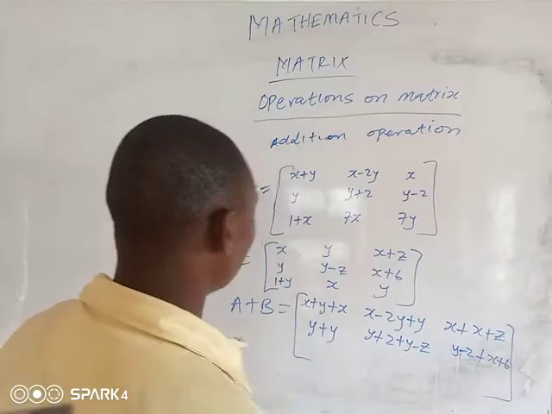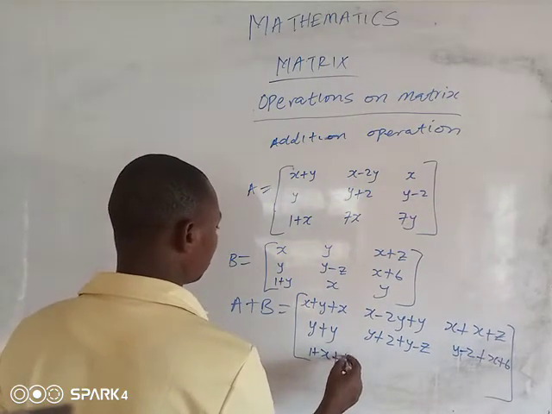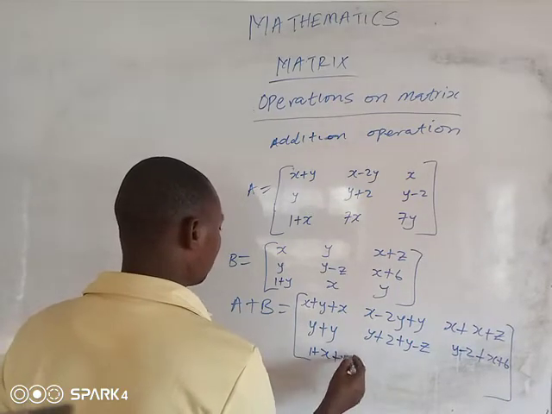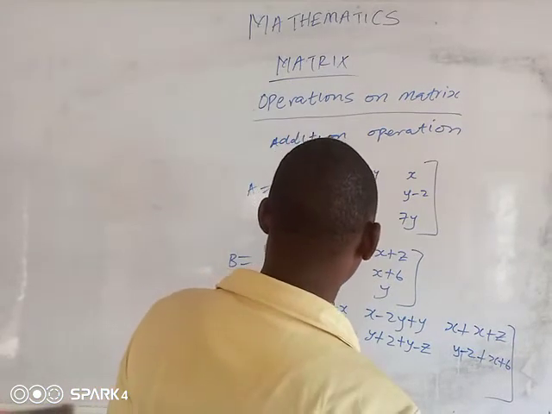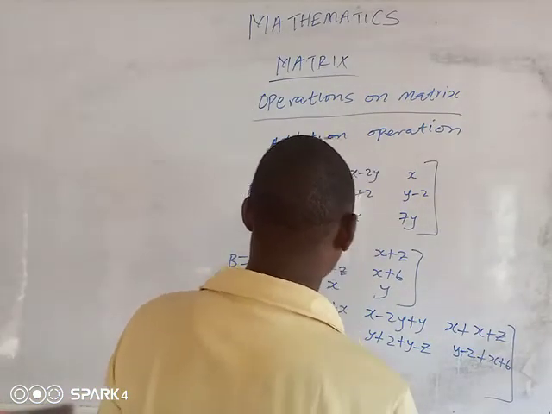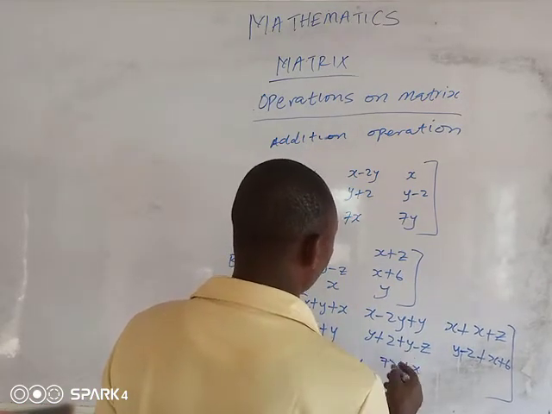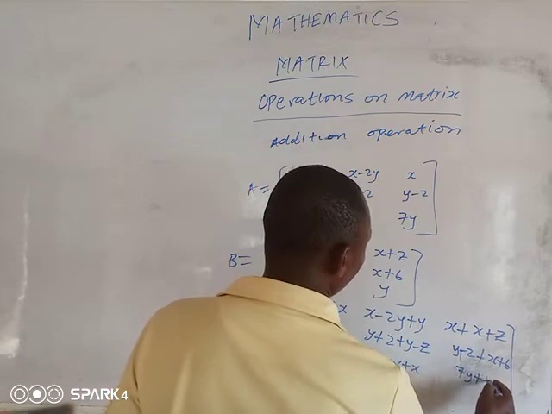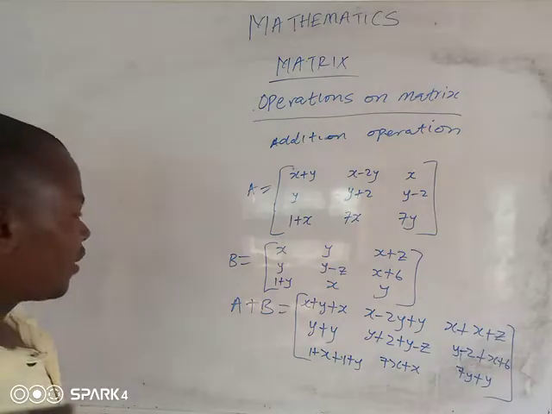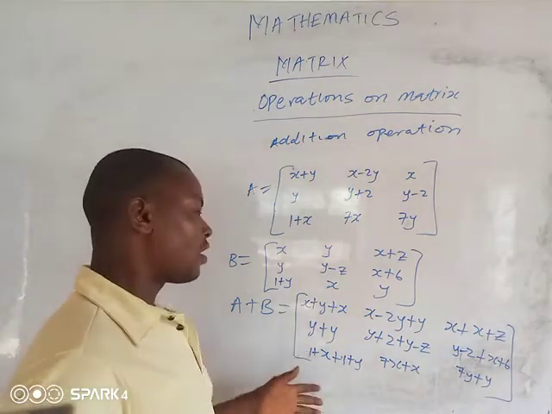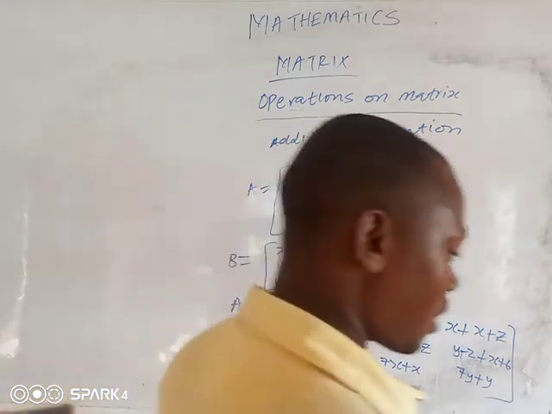So we take the last row now. 1 plus S plus 1 plus Y, 1 plus N plus 1 plus Y. Then 7S plus S. Then 7Y plus Y. So we're able to add them. So we'll now try to check the ones that have the same alphabet and the same power. We add them together, and that's all.